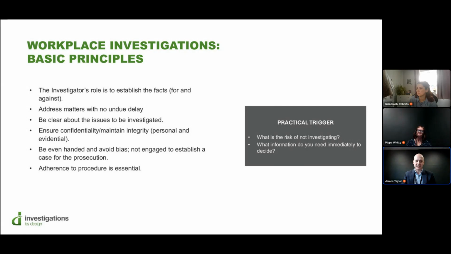and we'll touch on that a little bit later. The other thing is delay. So address matters with no undue delay. Now, delay can seriously undermine an investigation process. It can also impact the quality of the evidence because memories fade, documents may become harder to locate or even be deleted, as we've seen. Workplace relationships can deteriorate while matters remain unresolved. This does not mean rushing the process, but it does mean keeping momentum and avoiding unnecessary drift.